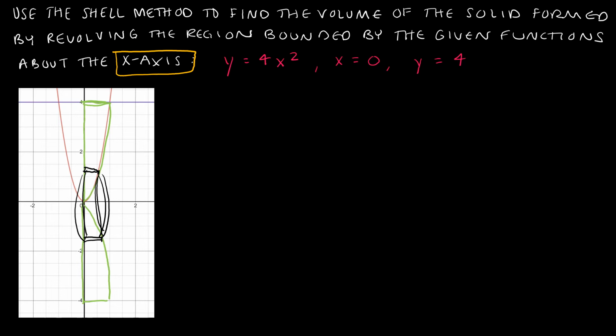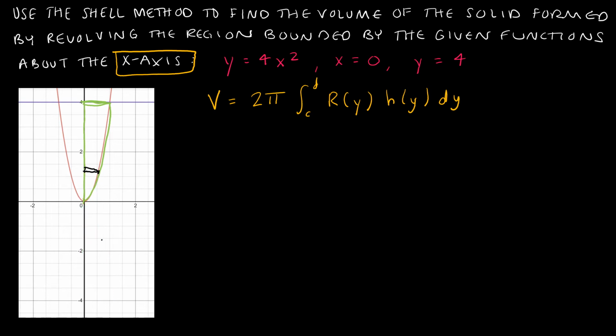So again, we need to think now about our formula, and our formula for volume is 2 pi, and then C to D, and then r of y, or your book calls that p of y, h of y, dy. So that's our function, and now we just have to determine what each of those values are. So I'm going to clean up my cute picture, and again think just about this rectangle.